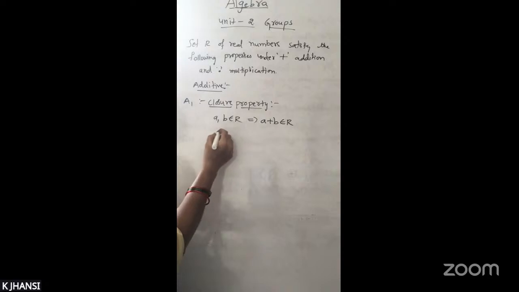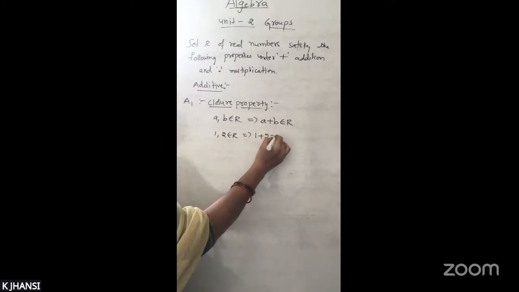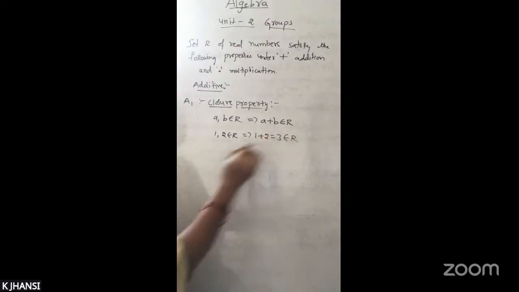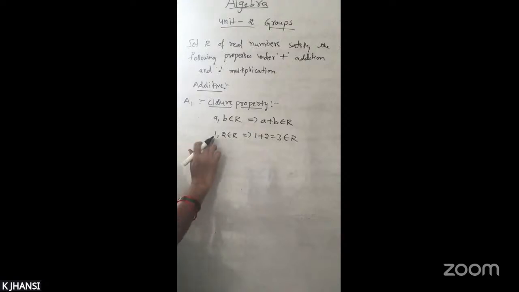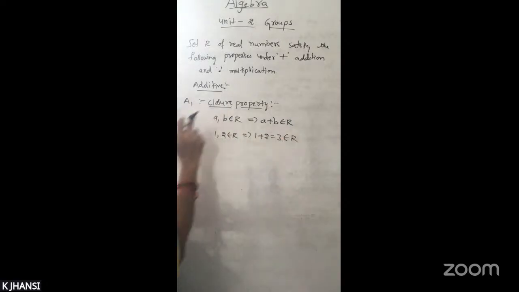For example, 1, 2 belongs to R implies 1 plus 2 equals 3 also belongs to R. Like this, if you take any two numbers from the real numbers, and the addition of those numbers gives a resultant that also belongs to R, then it is satisfying the closure property. Next one is A2.